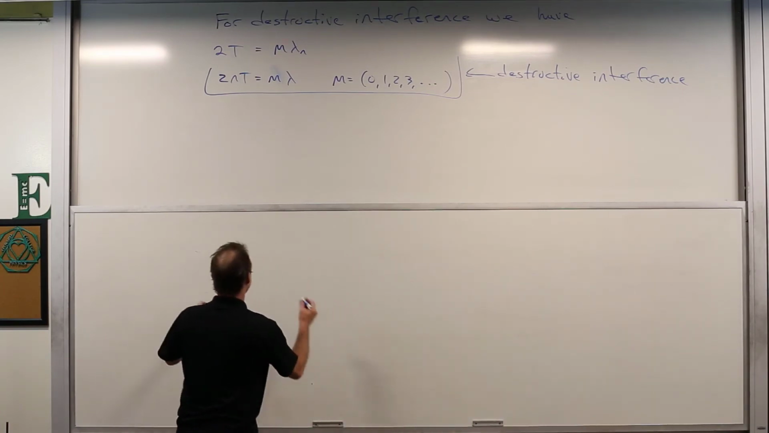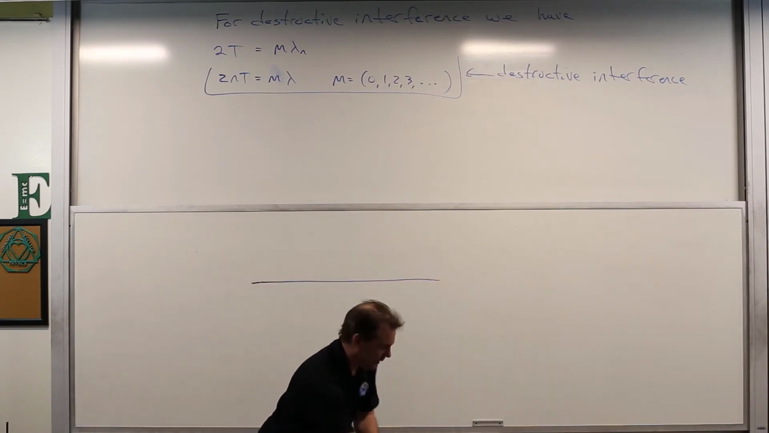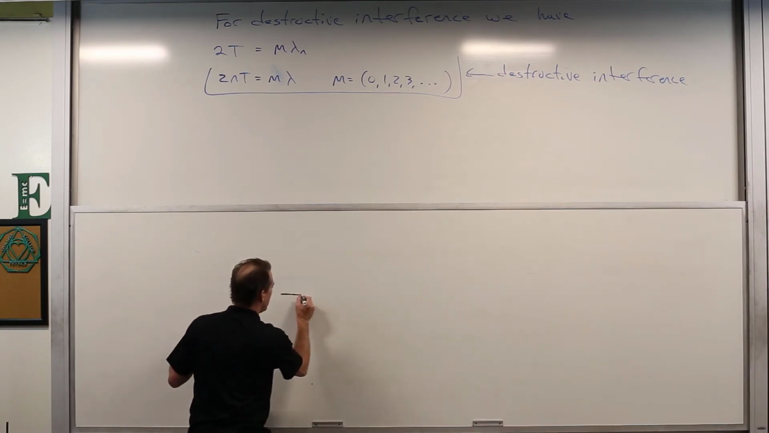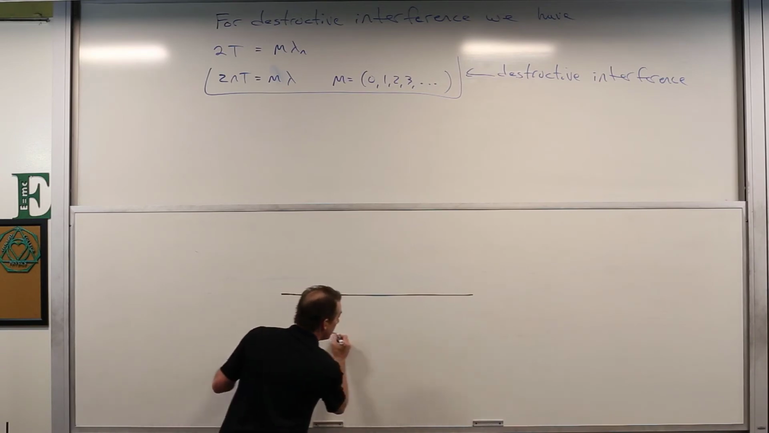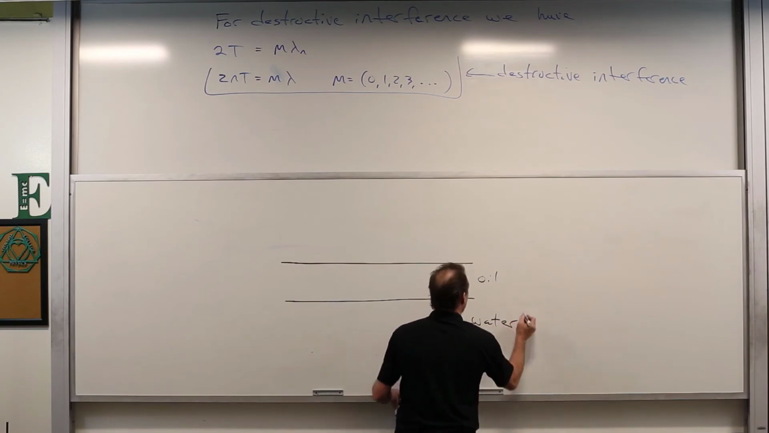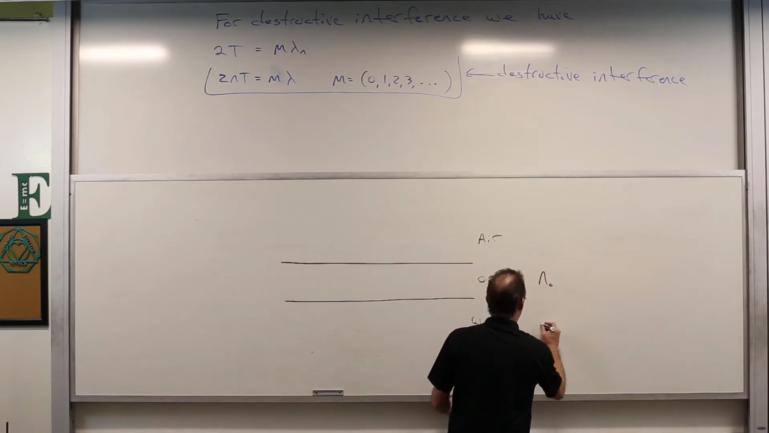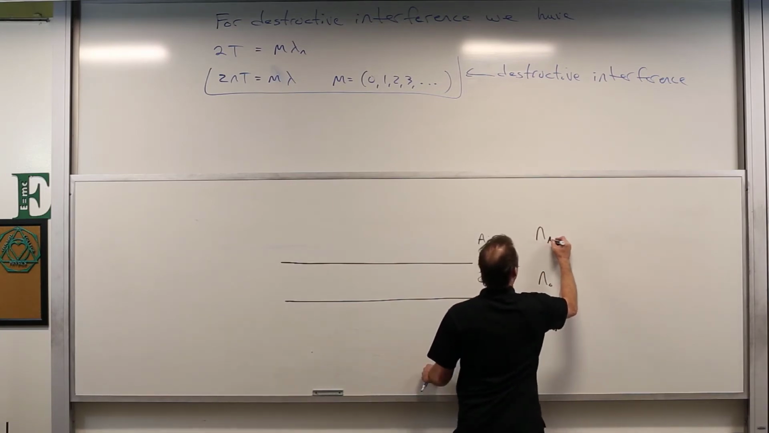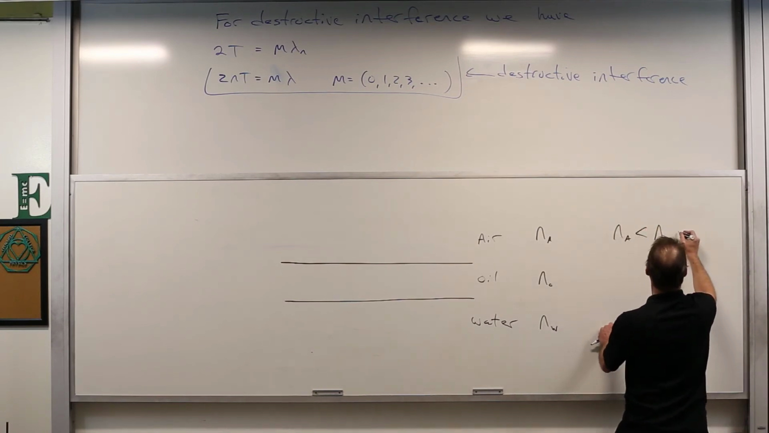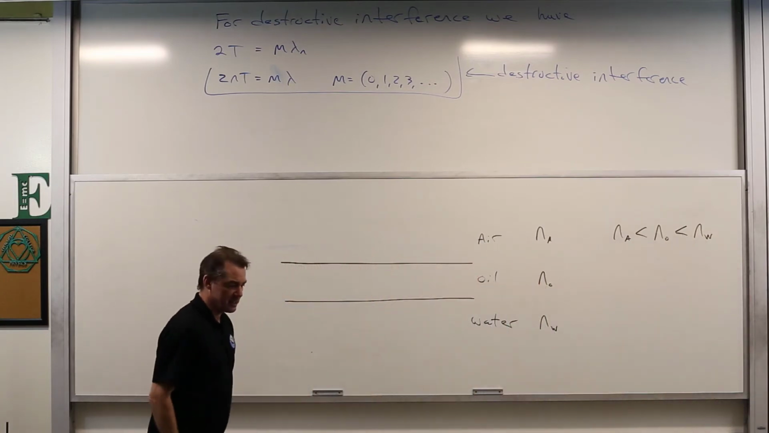So consider something like this. We've got a thin film. Let's drop it back. Thin film once again: oil, water, air. And we'll say that we've got some N sub oil, N sub water, N sub air. N sub air is less than the index of refraction of the oil, which is less than the index of refraction of the water. We'll just say that this is the case here.